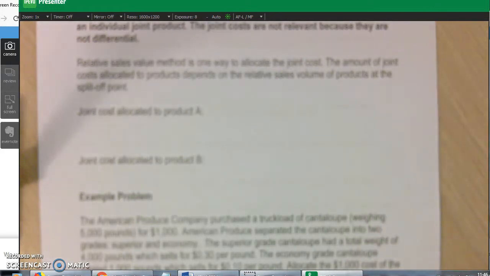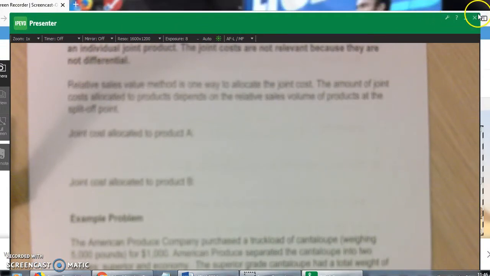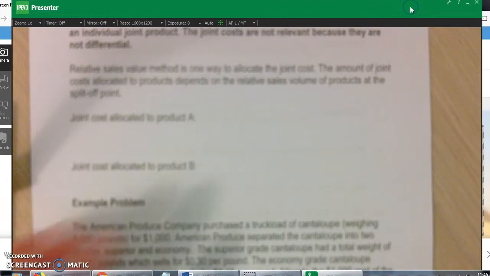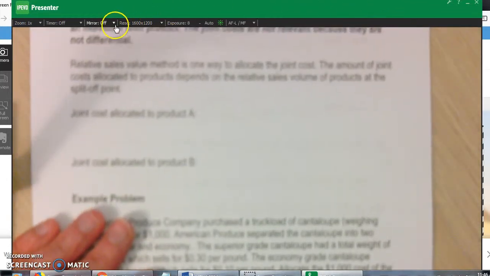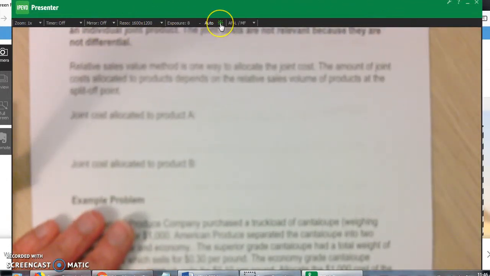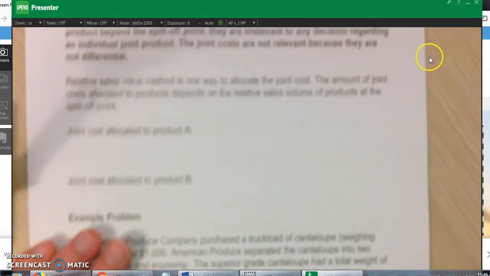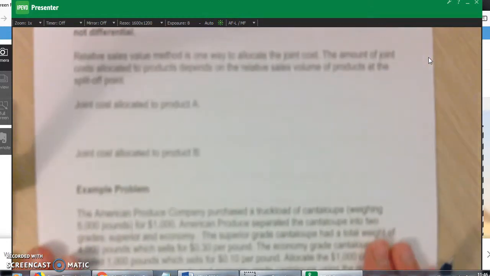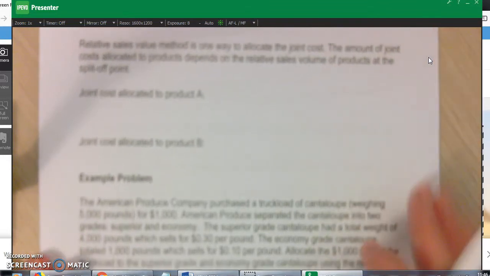Okay, so again, sorry, I'm having a few issues with this one. I'm just going to go ahead and try to, let me see. Okay, so seems to be a little bit better there. So now I'm going to continue.